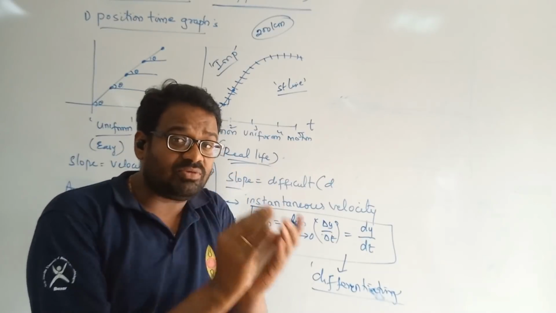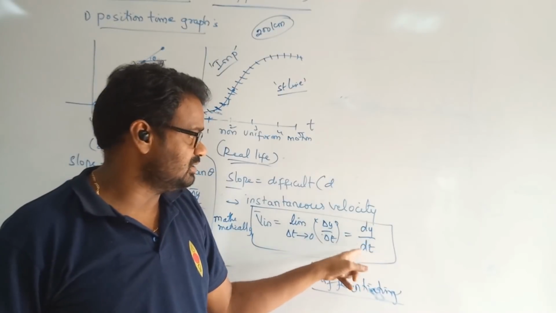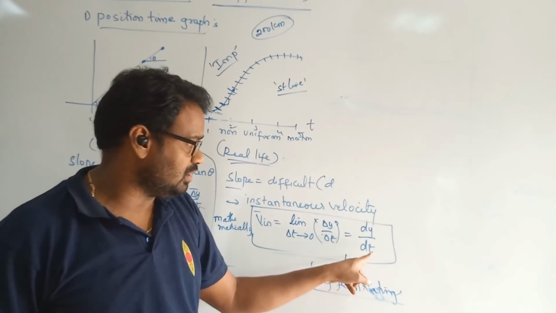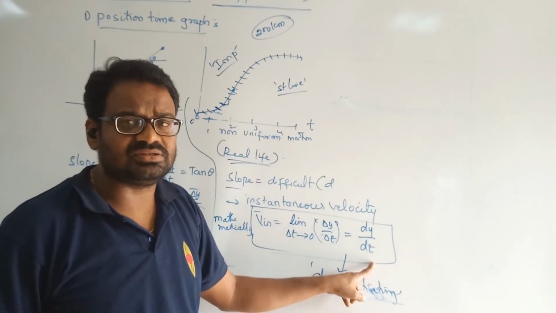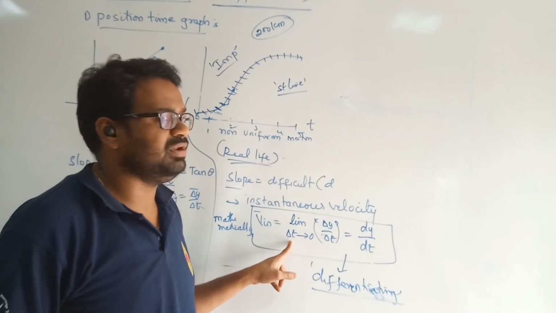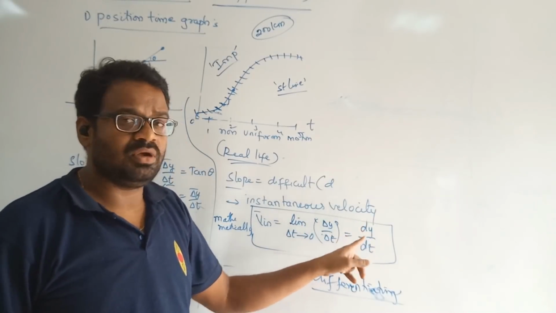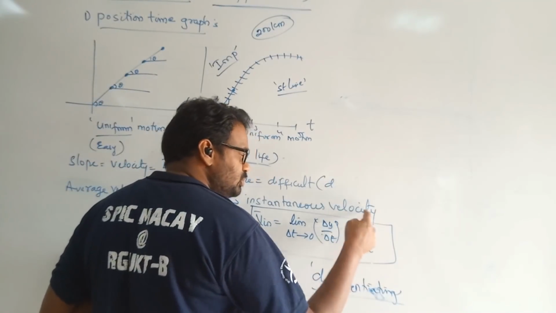To represent that one instant of time, we use dy by dt, which is differentiating with respect to time. Which time is it? I'm tending the time to 0. I may stop at 10 minutes. At 10 minutes, how much is the value? At the one instant of time where I am stopping, that value is shown.